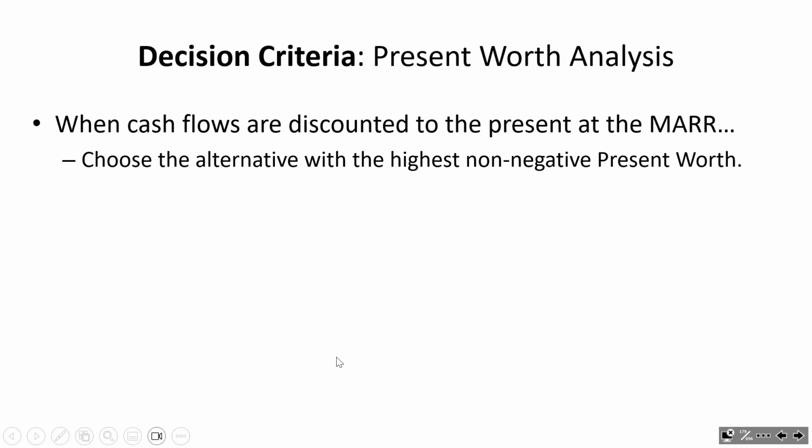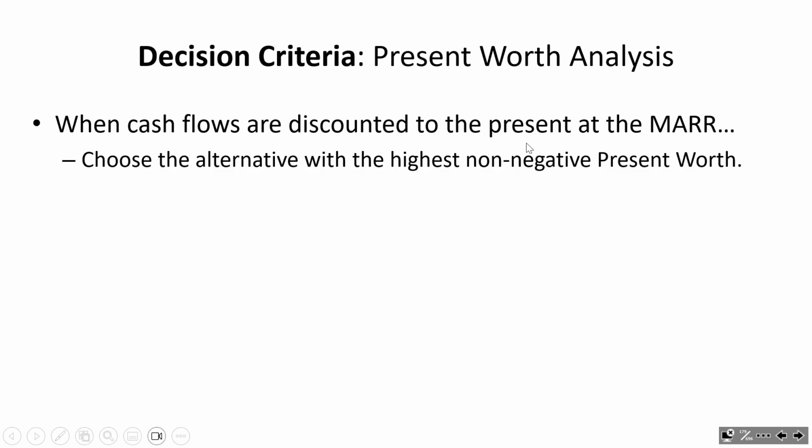So just as a review, when we talked about present worth analysis, the decision criteria there is that when cash flows are discounted to the present at the minimum attractive rate of return, then you would choose the alternative with the highest non-negative present worth. Just as one exception to that, sometimes you would choose an alternative that has a negative present worth if you don't have a choice and a project has to move forward. There could be options that both alternatives are negative, in which case you'd choose the least negative alternative.